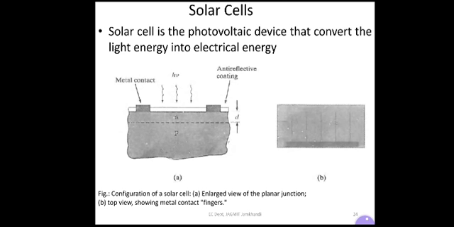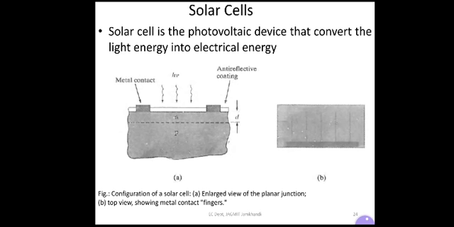In the previous class we discussed illumination, current and voltage in illuminated junctions, that is photodiodes. In continuation of that, in today's class we are going to discuss solar cells.